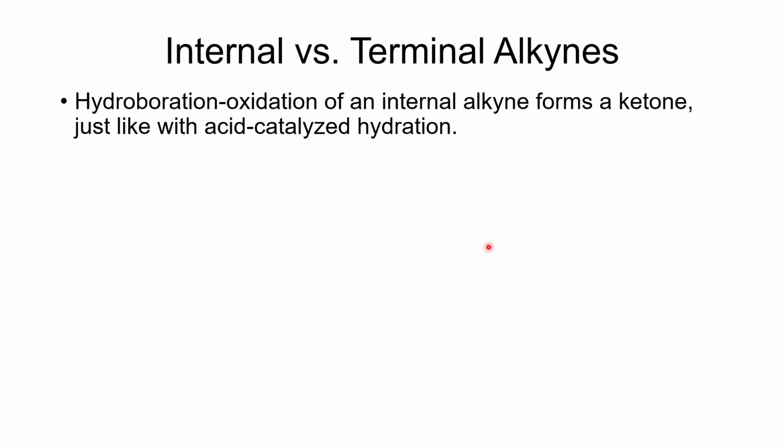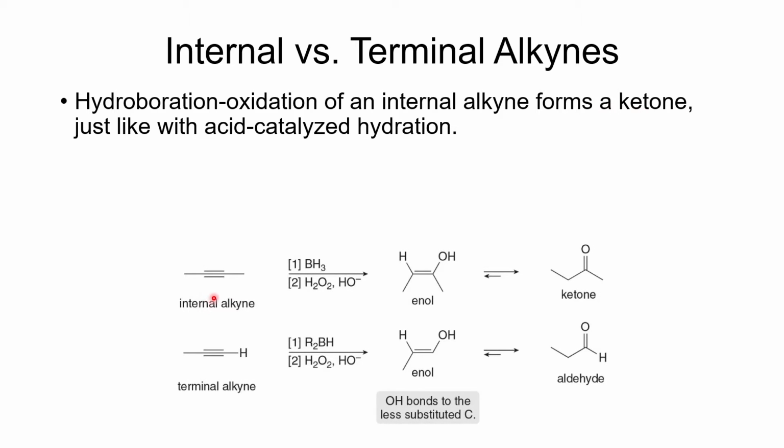Now, there's a difference in what happens with an internal alkyne versus a terminal alkyne. With an internal alkyne, it's not particularly interesting. We do get the hydroboration-oxidation of the internal alkyne, and we end up getting a ketone. And that's just like what happens with the acid catalyzed hydration. So if you did this with water and sulfuric acid, you would get this. And if you did this with borane and then did the oxidation, you would also get this.